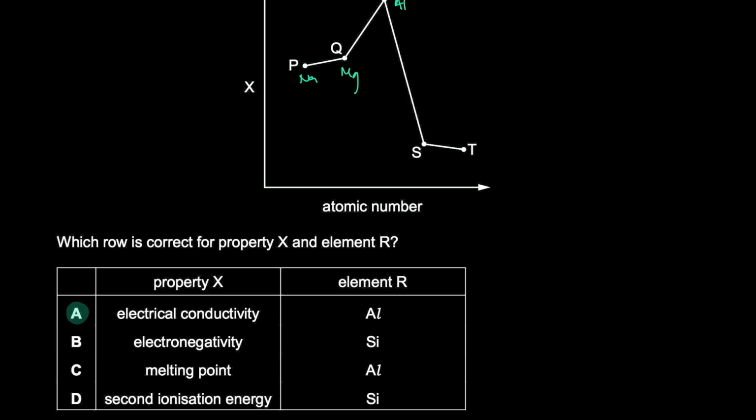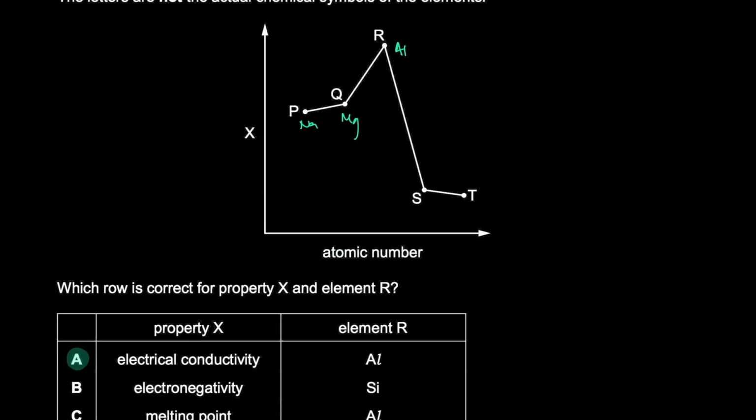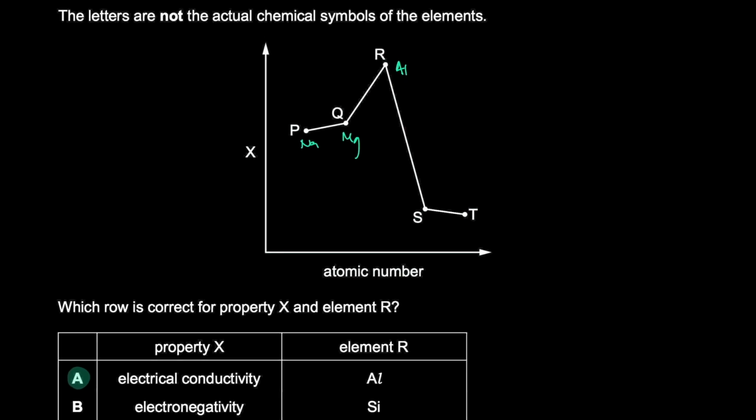Now, melting point follows a similar looking trend, but it looks like this. So you have an increase from sodium to magnesium to aluminum to silicon, right? Because you're going from metals with metallic bonding to macromolecules, or giant covalent structures. Silicon has a very high melting point.